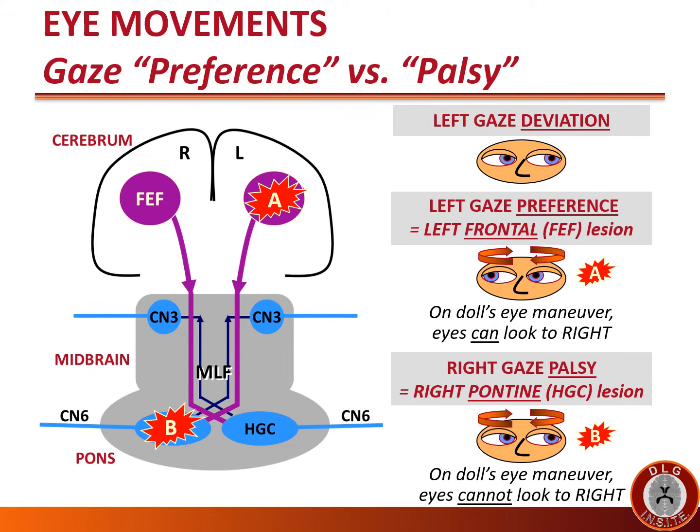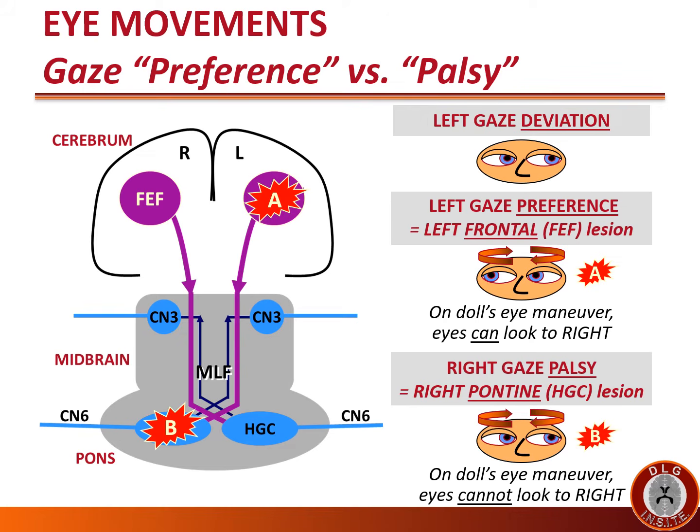A left gaze preference is due to a left frontal or frontal eye field lesion. In this case, when you perform the doll's eye maneuver or oculocephalic maneuver, the patient's eyes can look to the right. On the other hand, if someone has a right gaze palsy, they have a right pontine lesion in the horizontal gaze center. And on doll's eye maneuver, the eyes cannot look to the right at all. They cannot move, even with the doll's eye maneuver.